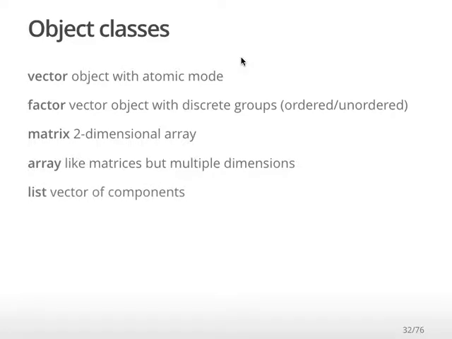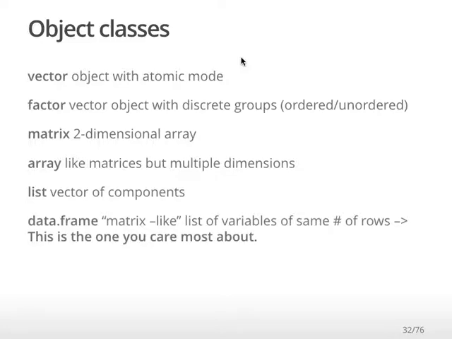You also have something special called lists. A list can be a list of matrices or a list of vectors, so you can store things in the list and then call things from the list. And you can have a data frame, and this is the thing you care about most. It is like a matrix, but it has some additional information on rows and columns.